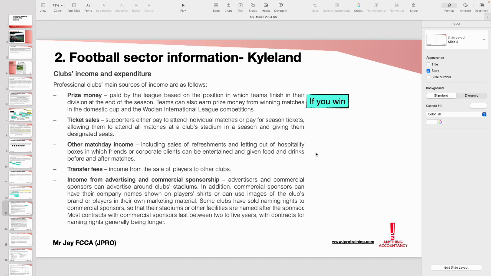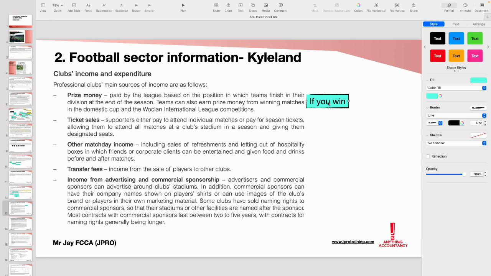Now you can win in three types of competition: the league, the domestic cups, and also the international cups. So three levels you can compete in and earn money. Ticket sales, that's the most important one. Supporters either pay to attend an individual match or pay for a season ticket, allowing them to attend all matches at the club. Now this is kind of important.